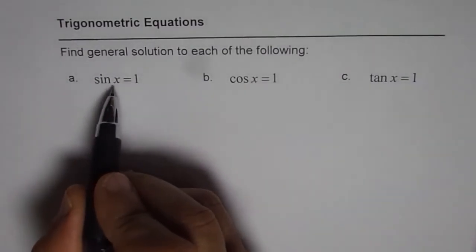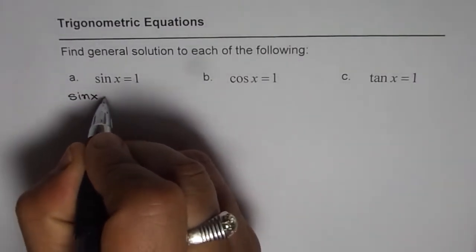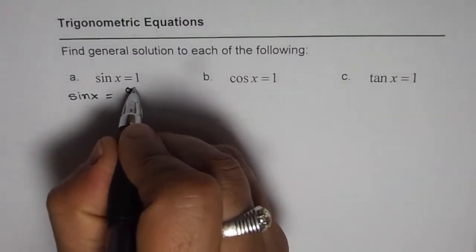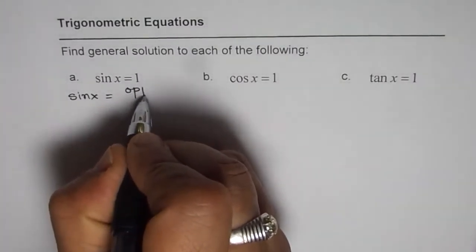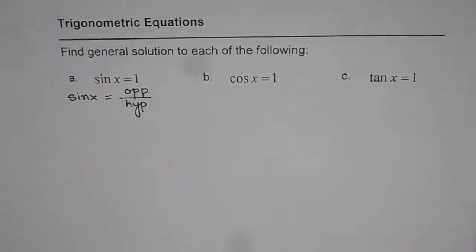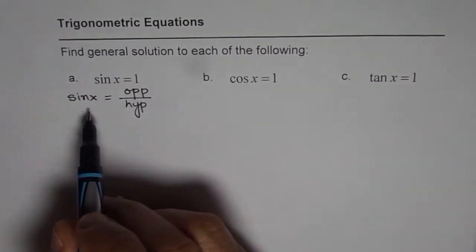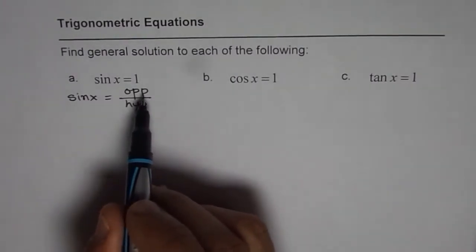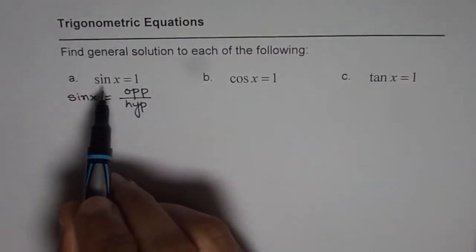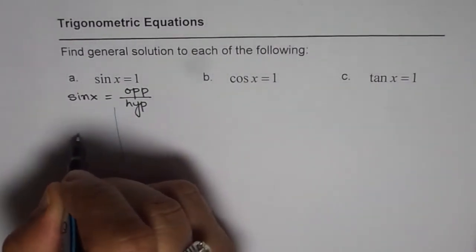When I say sin x is equal to 1, it really means that sin x is basically defined in a right triangle as the opposite side over the hypotenuse, right? So in a right triangle, the opposite side is equal to the hypotenuse, which will give us sin x equals 1. Let's see what it means on a coordinate system.